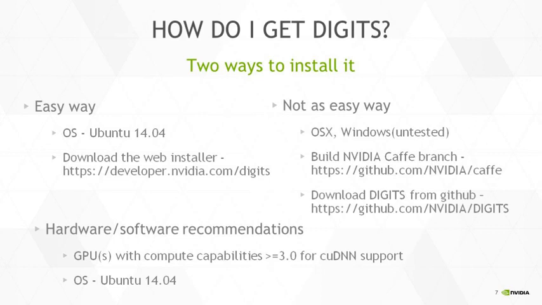As far as hardware-software recommendations go, if you want to use cuDNN, make sure that you have GPUs in your host machine with compute capability greater than or equal to 3.0. Also, the easy way to install it, of course, is with Ubuntu 14.04, but it'll also work with other variants of Linux, like CentOS and so forth.